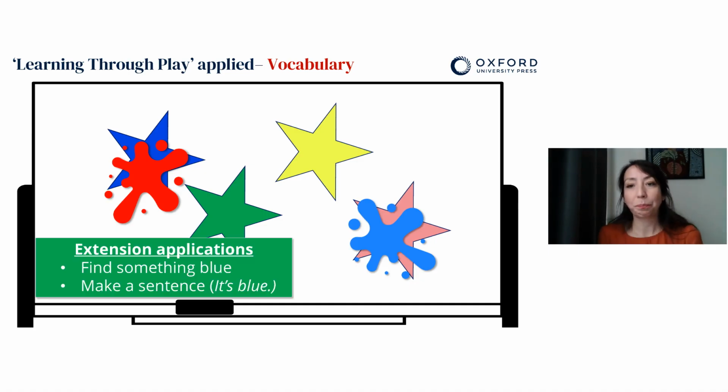So what else can we do to extend this activity? Maybe in the next step, you can ask the students to find something blue in the classroom, and then they find something blue. It might be a coat of one of the students. It might be a bag that belongs to one of the students, and then they need to make a sentence to each other, like it's blue. That's very simple. We can teach them how to say it's blue, it's pink, it's yellow. Or if you are teaching maybe third graders, fourth graders who might have a slightly higher level of English, they might say, I've got something, I've got a bag, and it is blue.